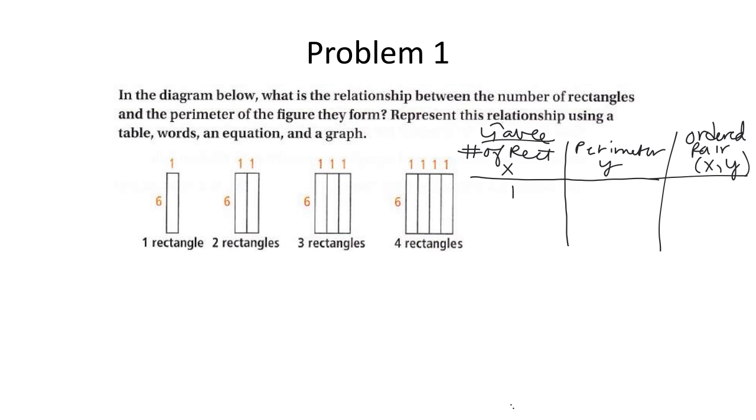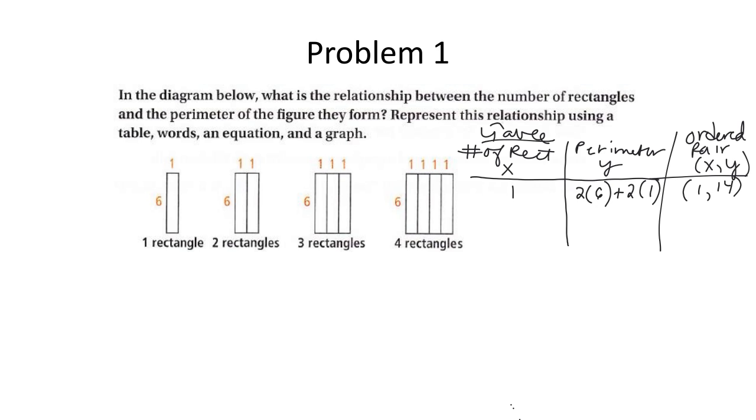So if we look at the very first picture, there's one rectangle. And if we're thinking of how we figure out the perimeter of our rectangle, we know it's 2 times the length plus 2 times the width. So 2 times 6 plus 2 times the width. The width here is 1. So we have x being 1, and when we have 12 plus 2, that's 14.